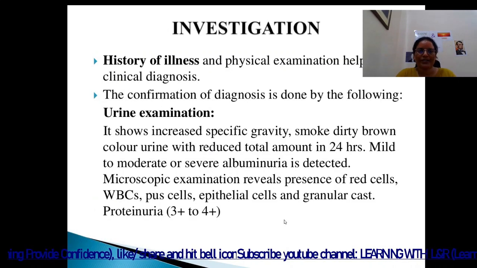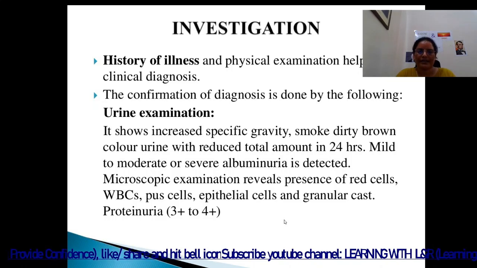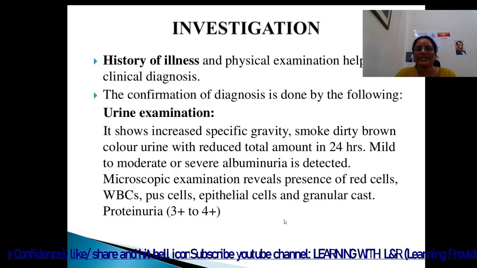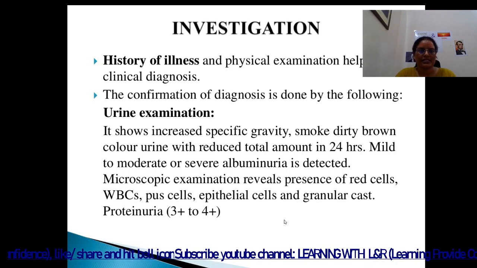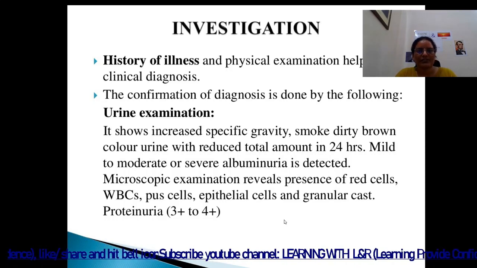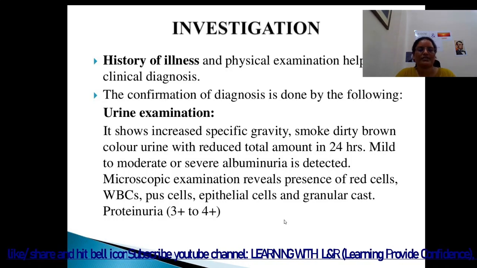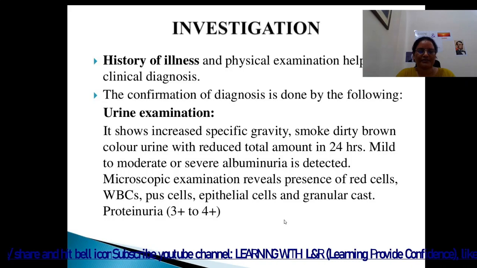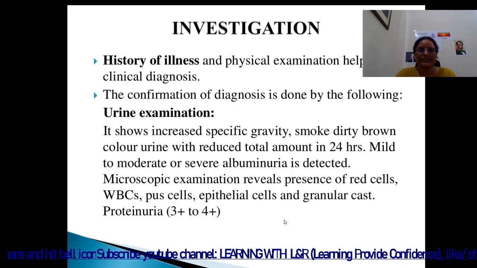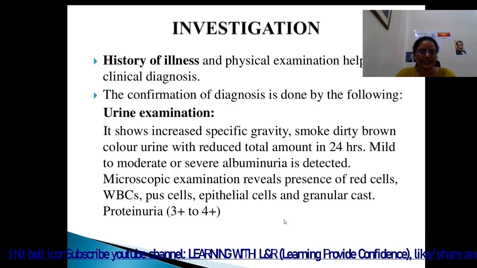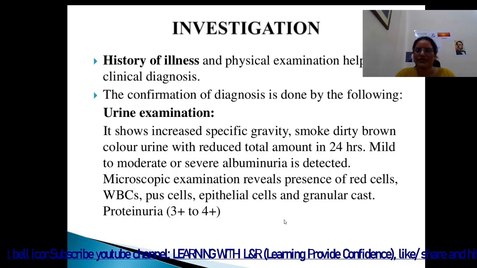Investigations. How do we know about the disease? History of illness and physical examination help in clinical diagnosis. The confirmation of diagnosis is done according to the following investigations. First one is urine examination. It shows increased specific gravity, smoky dirty brown color urine with reduced total amount in 24 hours.